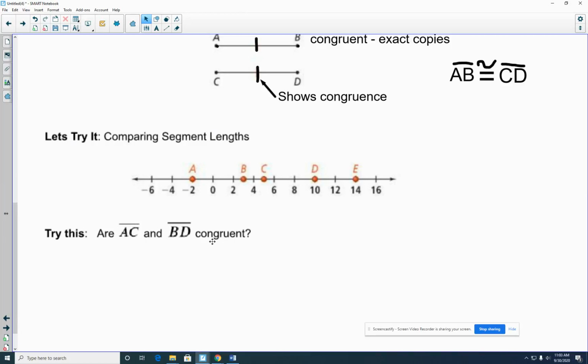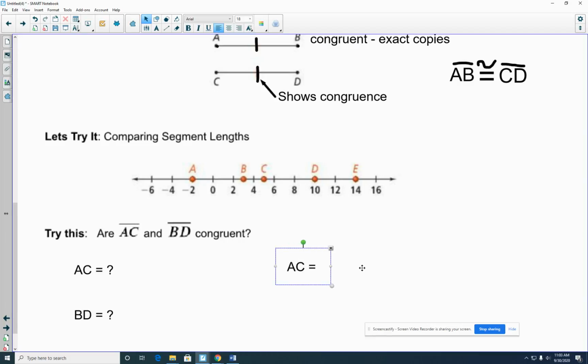Before we figure out if they're congruent, I first have to see, are they equal? So really, what is AC equal to, and what is BD equal to? And that's what we did before. We found segment length. So let's find the length of AC.